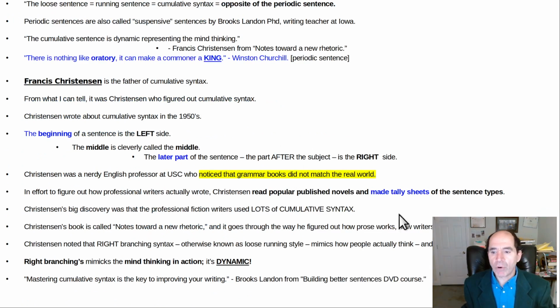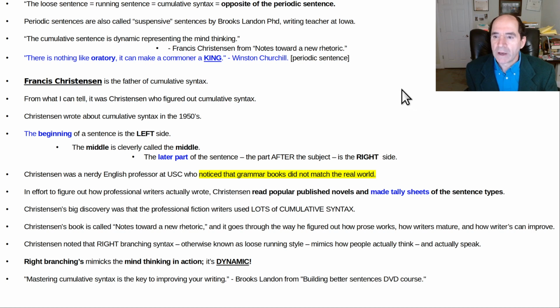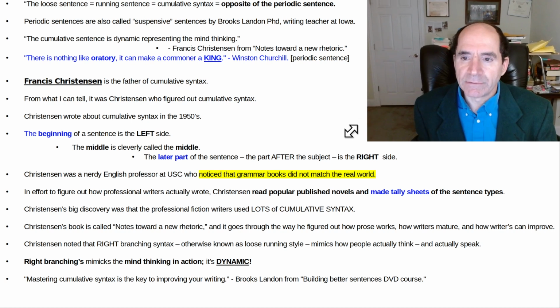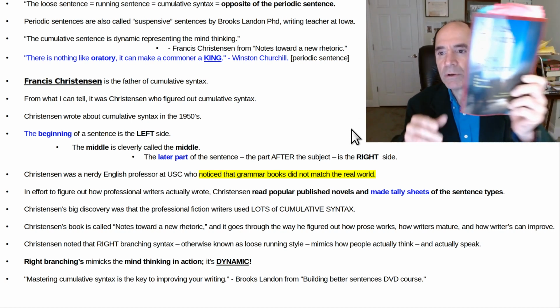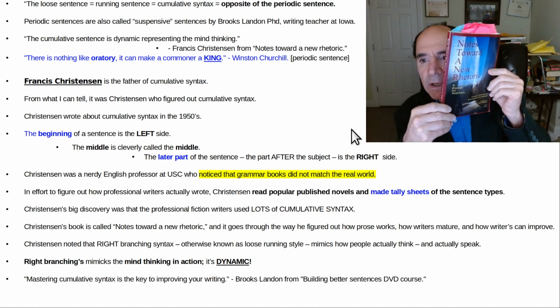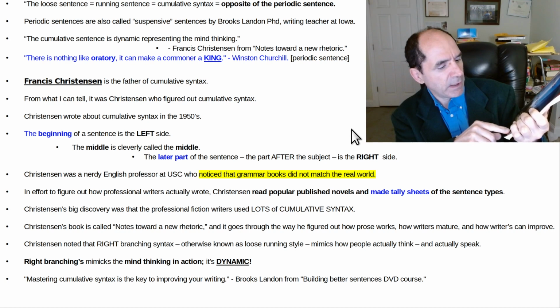Yeah, and by the way, you could teach a whole course about this concept of appositives and cumulative syntax. And there is a course. This, by the way, is the book Towards a New Rhetoric, and it's a summary of the work of Francis Christensen. It's by another author, though. This guy is Don Stewart.